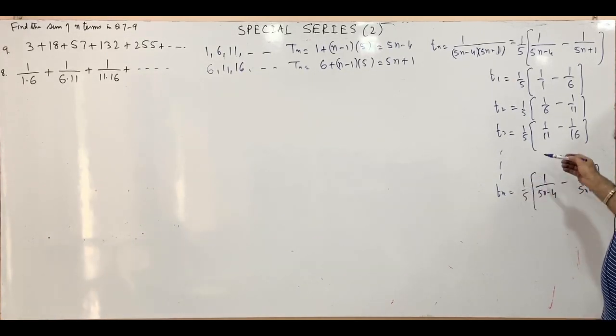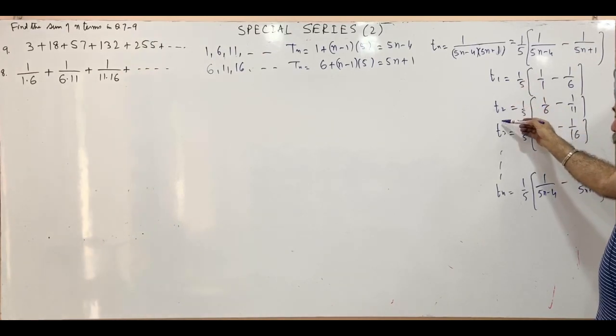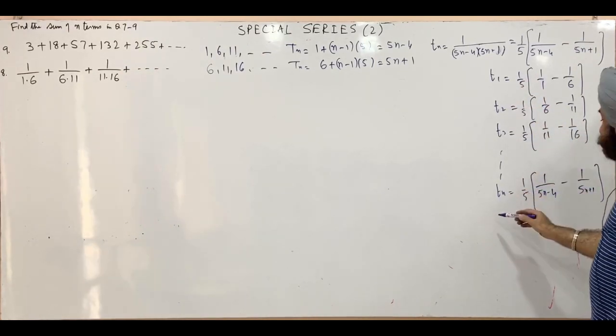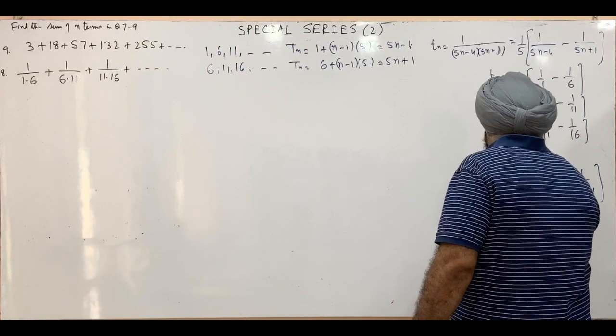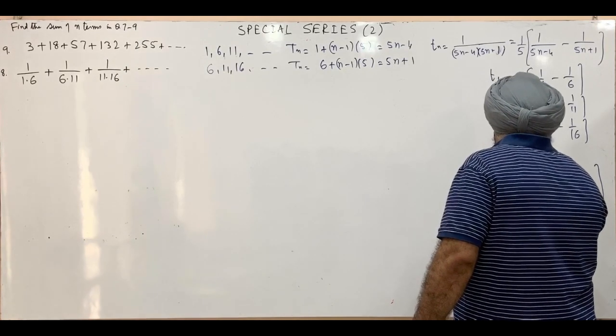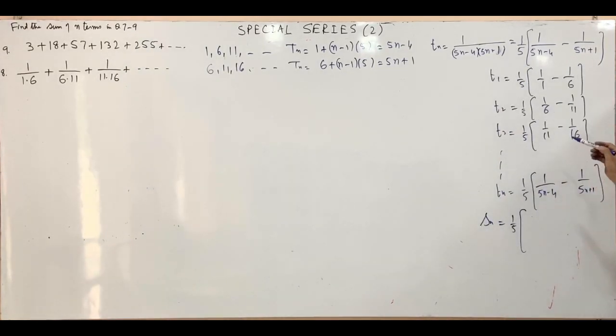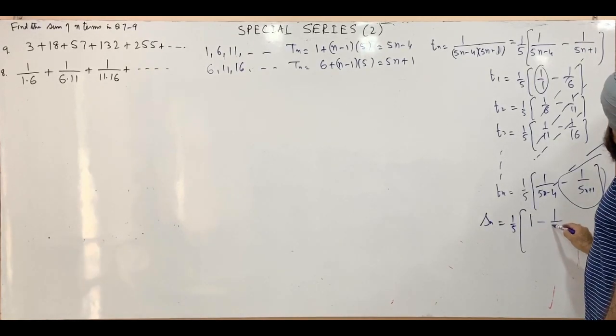To find the sum of n terms, we add the first term, second term, third term up to the nth term. We add vertically. 1 by 5 outside. When we add, these diagonal terms will cancel out. Minus 1 by 6 with plus 1 by 6, this with this with the next one, and this with the previous one. Again we are left with this and this only. That's 1 minus 1 by 5n plus 1.